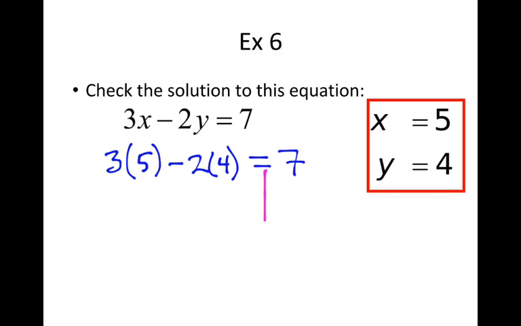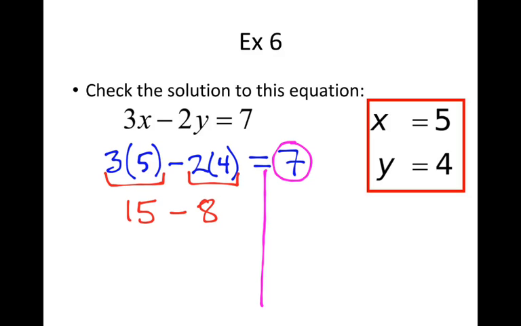I'm going to draw my line between the 2 sides. The 7 is already simplified, so I just need to do the left side. What's 3 times 5? 15. What's 2 times 4? 8. So we get 15 minus 8, and 15 minus 8 is 7. What does that mean? That's a good answer.